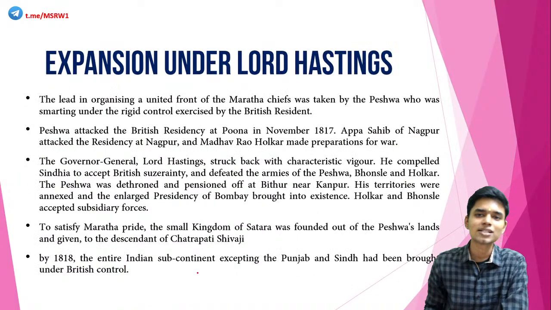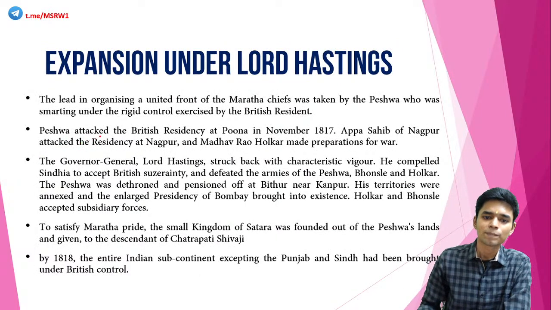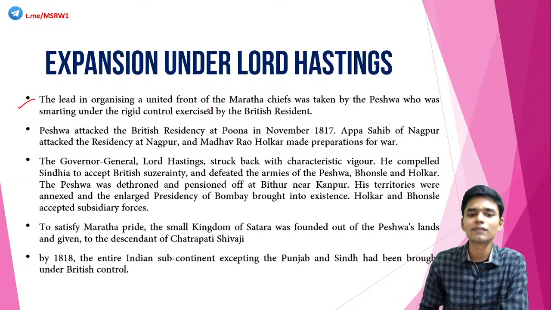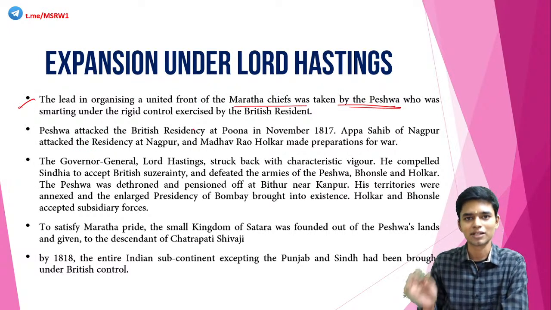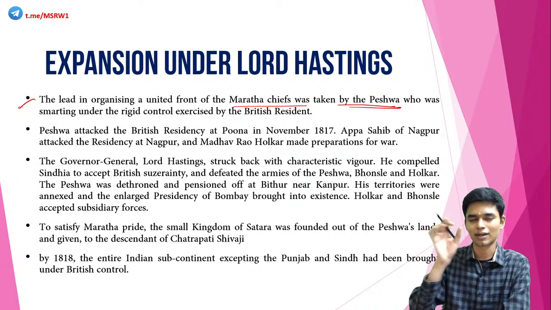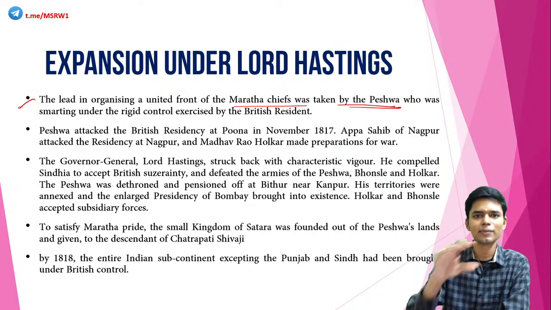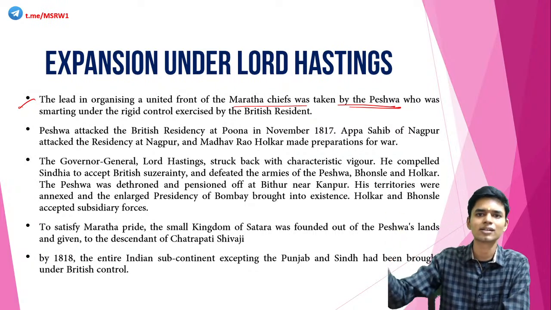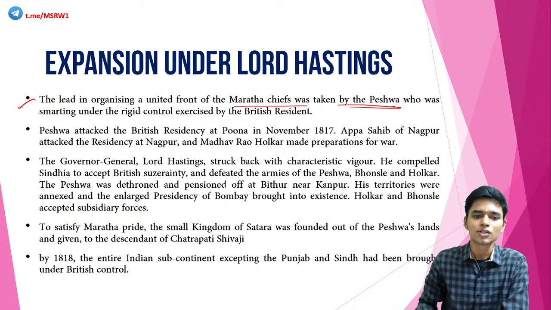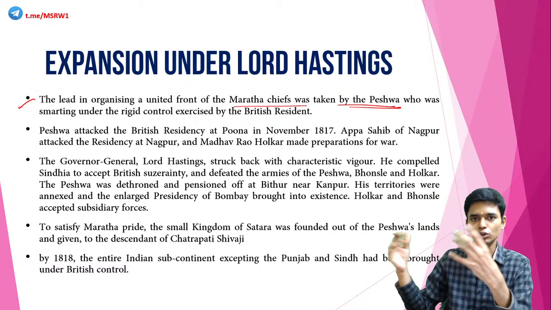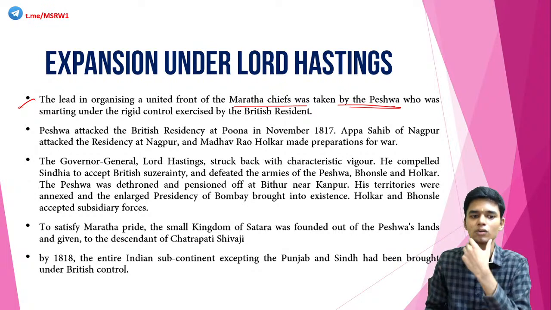Now, expansion under Lord Hastings. So the lead in organizing a united front of Maratha chiefs was taken by the Peshwa. Again, Peshwas were the typical pawns in the Maratha lines at that time. Amongst all the families, Peshwas, Holkars, Scindias, Bhonsles, etc., Peshwas were the most powerful. So the Peshwa tried to unite the Marathas together and form a very strong state.